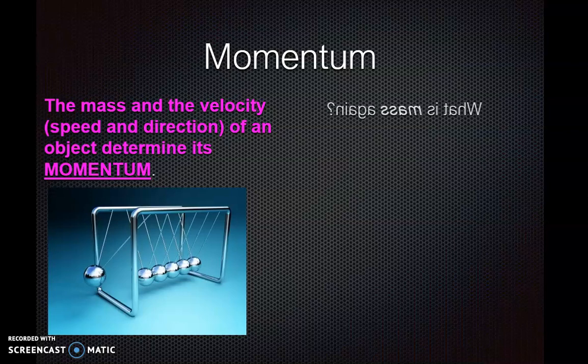Now, who remembers what mass is again? Yep, that's right. How much matter is in an object? Okay, remember our mass does not change based on location. So my mass is the same here on Earth as it is on the moon, as it is on Jupiter, but my weight would change. So mass, again, is what is in me. The only way that I can change my mass is if I remove something or I add something to me.